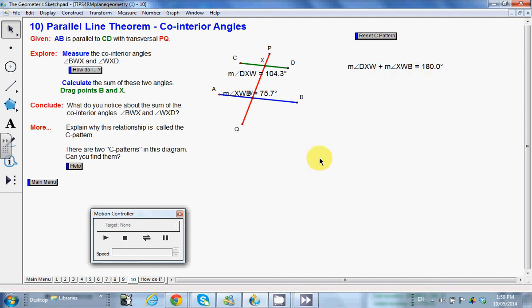So again, if I drag P here, or maybe even my X point, you notice that these angles are changing. However, the sum of those two angles is still always 180. So in this one here, you don't get, like the F pattern, a whole bunch of them, upside down, backwards, and so forth. But this one here, we only have two C patterns. You've got the one we just looked at, or the one on this side here. But again, it would add to 180.